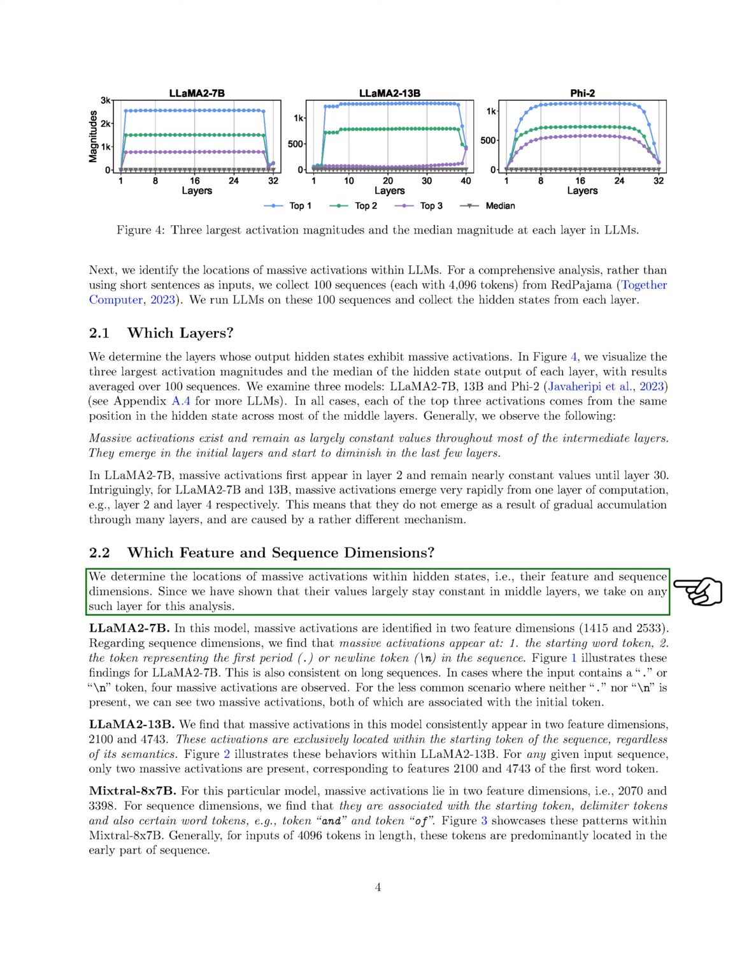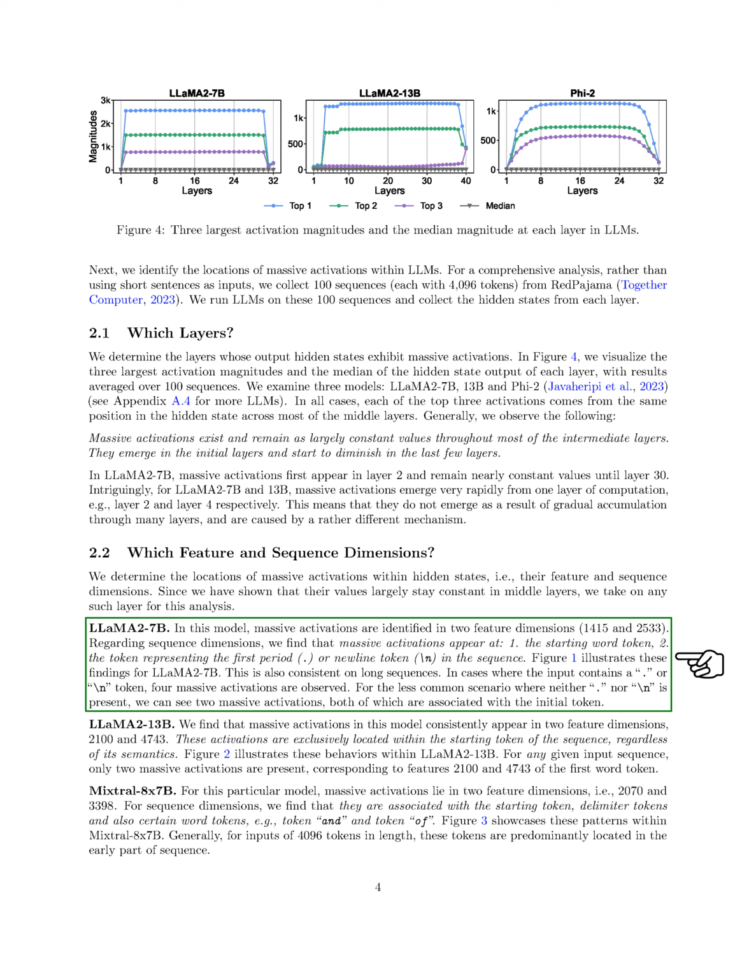Next, we delve into where within the model's hidden states these intense activations occur, focusing on their feature and sequence dimensions. By examining a middle layer, we found that in the Llama 2 7B model, 2 specific feature dimensions show these activations. As for the sequence dimensions, these activations are linked to the first word token and the token representing either a period or a new line in the sequence.